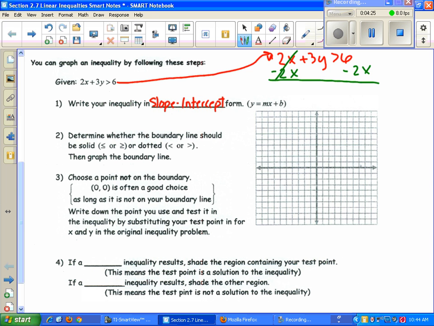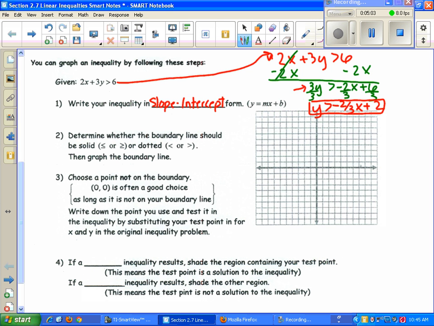Then negative 2x and 2x cancel out. This leaves me with 3y is greater than negative 2x plus 6. Then I'm going to divide everything by 3 to get y by itself. Now my inequality ends up being y is greater than negative 2/3 x plus 2. Had I been dividing both sides of my inequality by a negative, I would have flipped my inequality sign, but we did not do that here, so I don't have to worry about that.